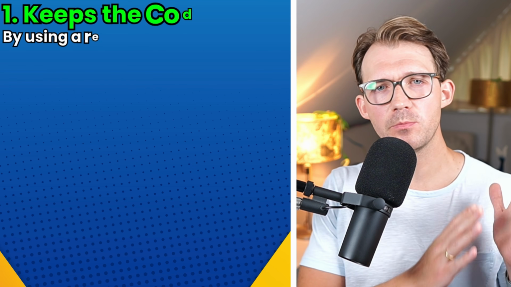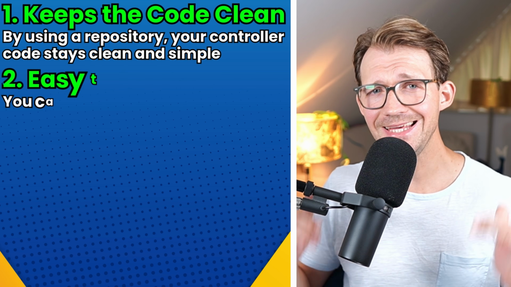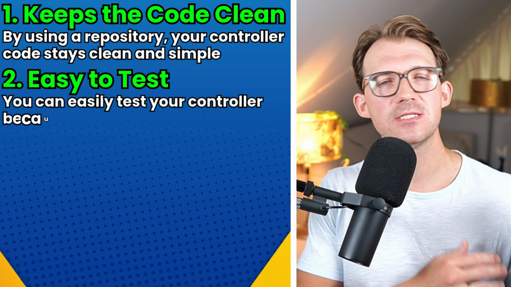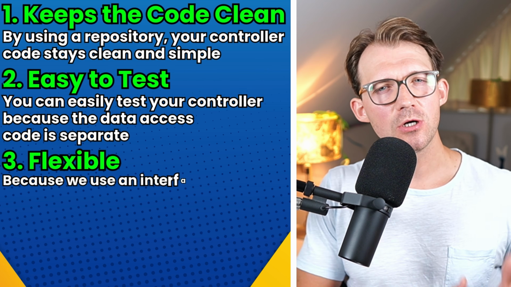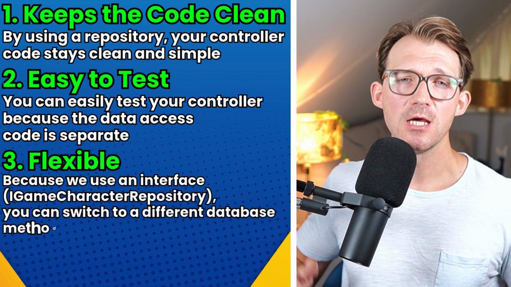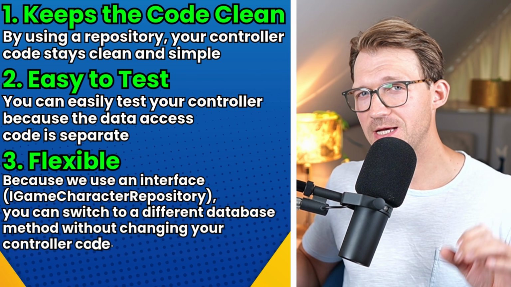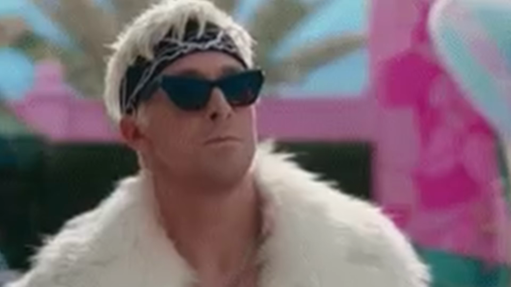And if you're still thinking, why should I go through all this trouble? Well, here's why. By using a repository, your controller code stays clean and simple. You can easily test your controller because the data access code is separate. And the best part, because we use an interface like the IGameCharacterRepository interface, you can switch to a different database method without changing your controller code. Now, that's cool, right?